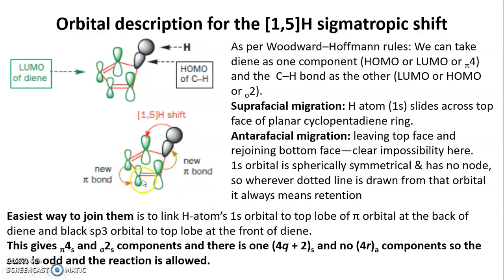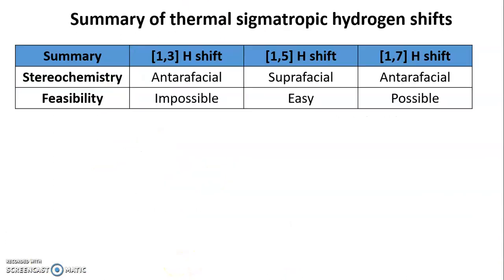So how to join this? Easiest way, the spherical one has only a single lobe. So wherever you draw, it will lead to retention. So link the hydrogen to the top of the pi orbital, and the black sp3 orbital to the lobe of the diene, and this gives you your pi 4s suprafacial component. There is only one double bond component, so again it is odd. So this 1,5 reaction is also thermally allowed.